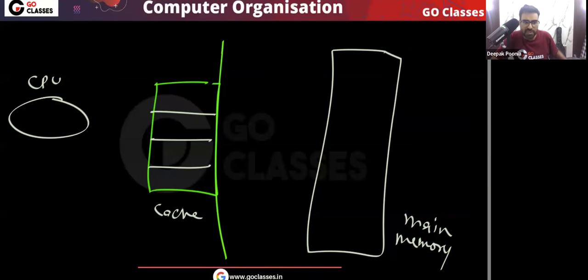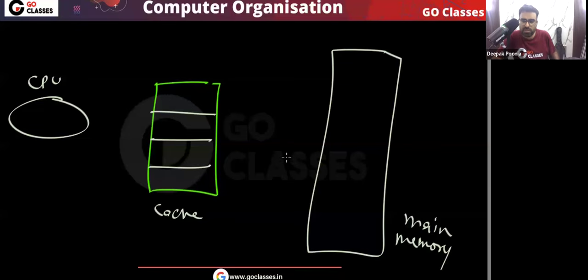Means after the detection of a miss, we have already detected that there is a miss. We have searched in the cache memory and we found that there is a miss. Now remember, after the detection of a cache miss, the whole time taken, that is called miss penalty. Okay, and remember one thing, if I increase the block size, then what will happen?